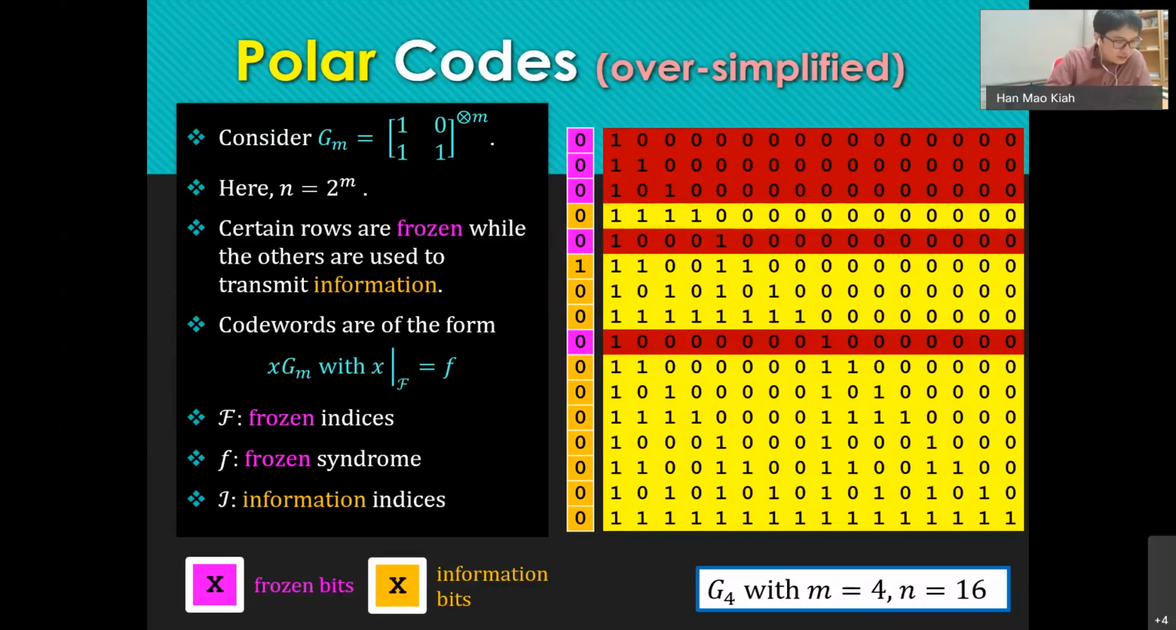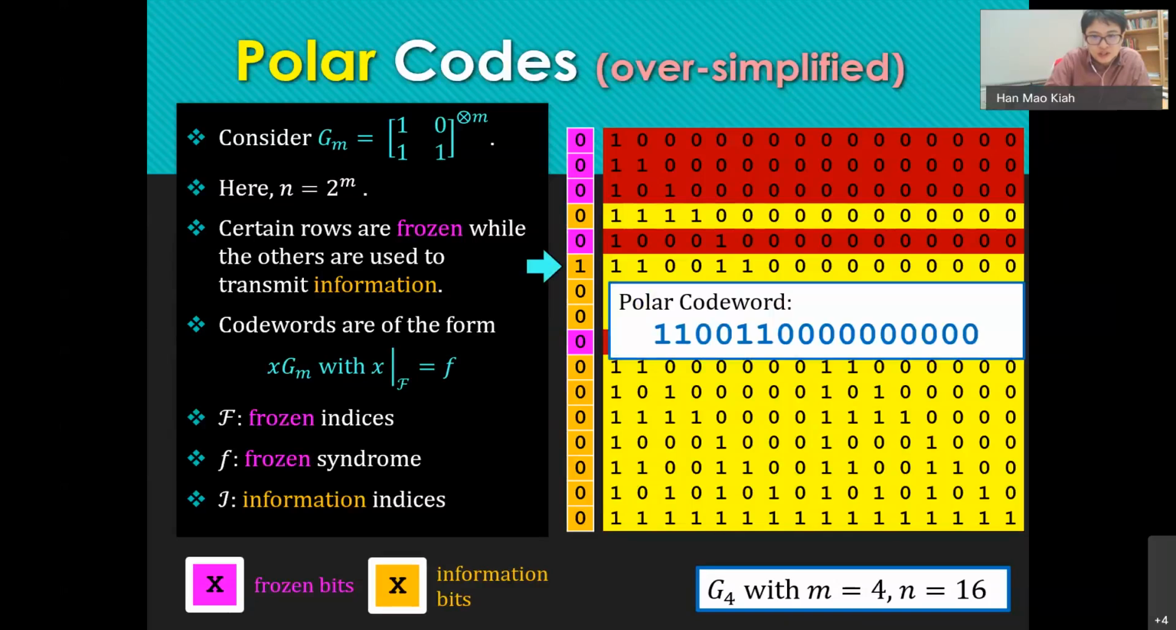So in this example, this polar code transmits 11 bits of information. For this particular set of information bits, we have a 1 here and 0 elsewhere. So this will correspond to this row over here. My polar code word is this word, and here it has weight 4, which is not balanced.